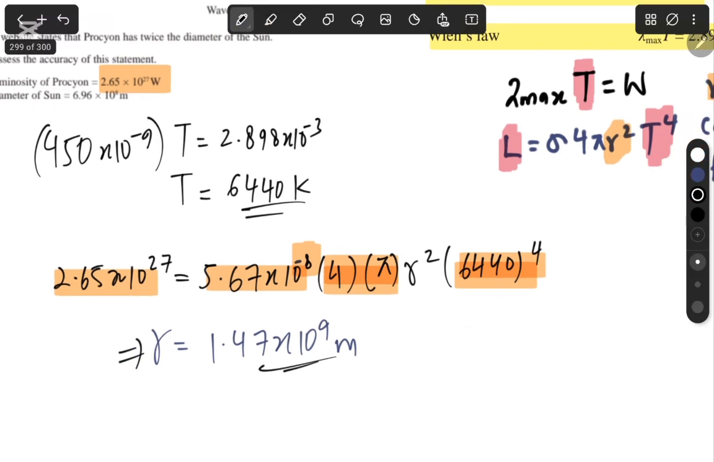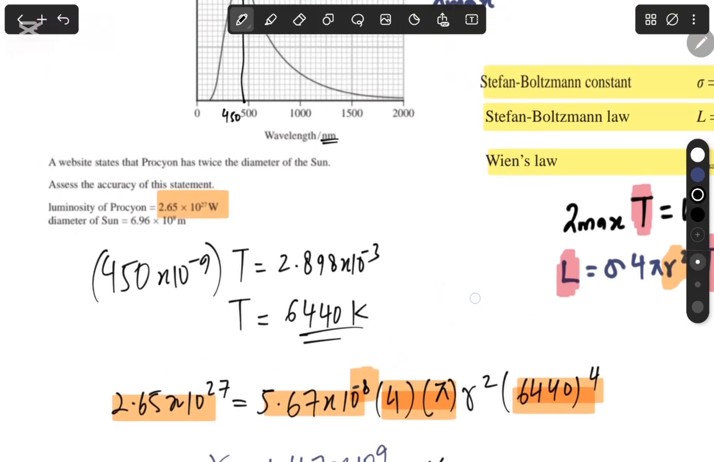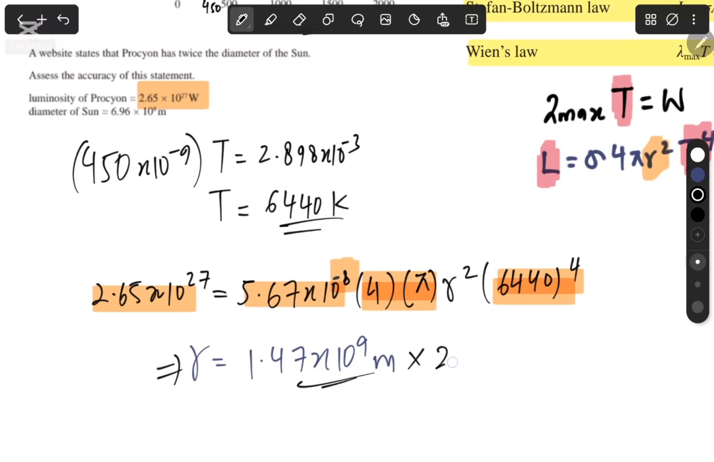Right, now I'm going to multiply it by 2. And what is the statement? It says that Procyon has twice the diameter of the Sun. Let's multiply this by 2, and I'm getting a value of 2.94 times 10 to the power of 9 meters as the diameter.